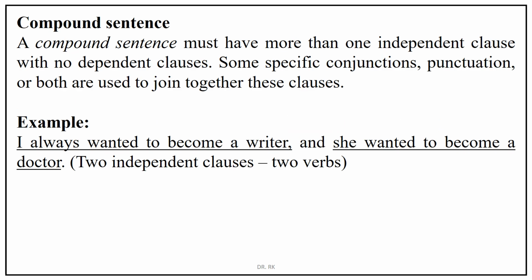Compound sentence. A compound sentence must have more than one independent clause with no dependent clauses. Some specific conjunctions, punctuation, or both are used to join together these clauses. Example: I always wanted to become a writer, and she wanted to become a doctor. Here, there are two independent clauses, two verbs.